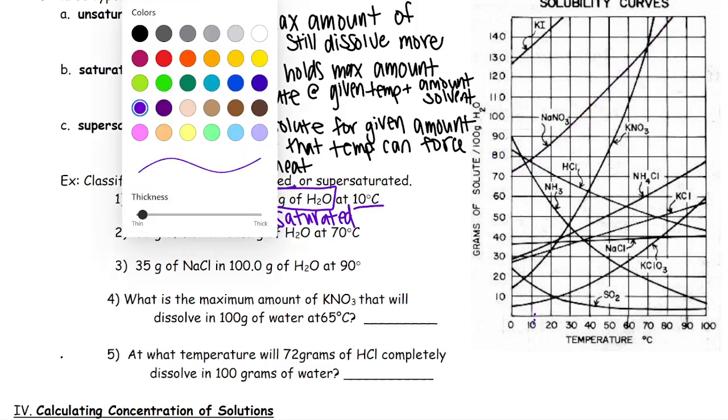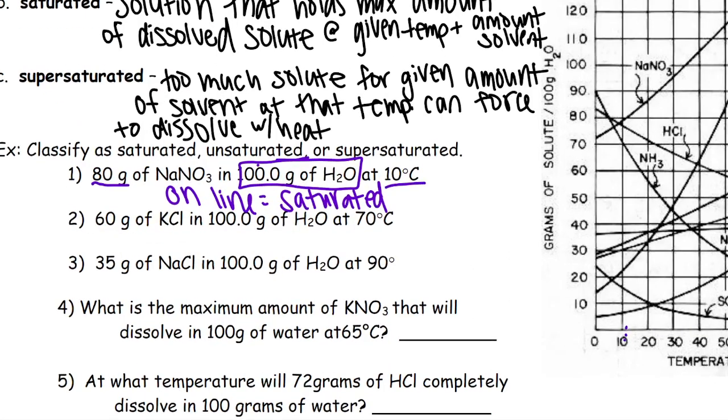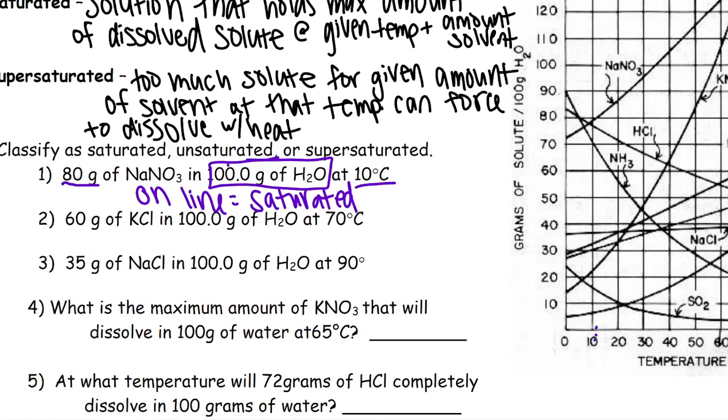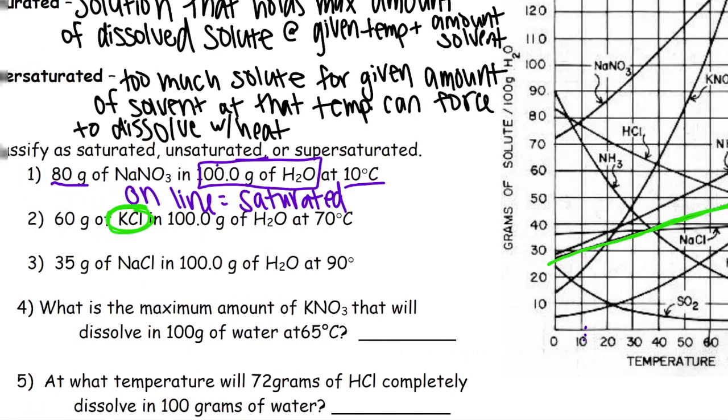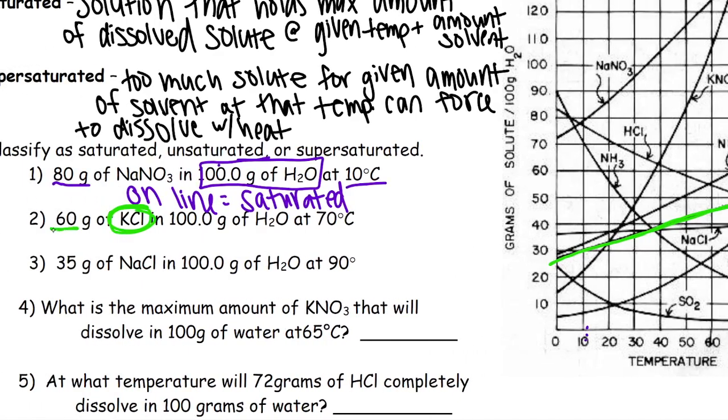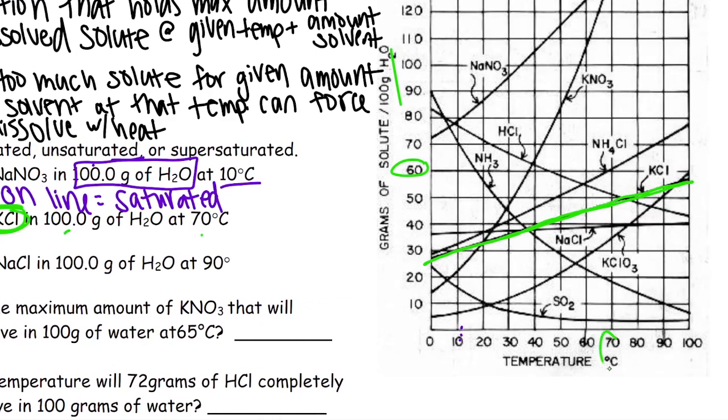I'm going to change colors for the next one just so that it doesn't confuse you. If I have 60 grams of potassium chloride in 100 grams of water at 70 degrees Celsius, again, my first step is to find the curve that corresponds to potassium chloride. That would be here. If you have a highlighter, I would recommend highlighting it. 60 grams in 100 grams of water, so that is already taken care of, at 70 degrees Celsius. So I look up my 60 grams, find 70 degrees Celsius, and mark the point where they intersect. That would be here.